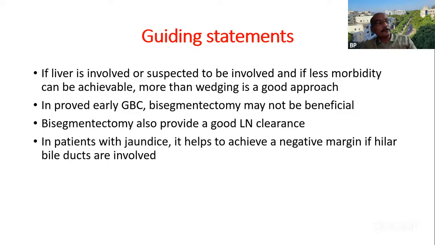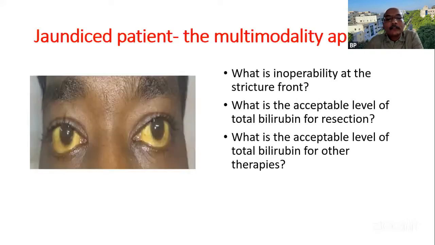So once the segment 4B5 is not there in the field, you can have a better negative margin, especially on the right side. So on the bile duct front, these patients, when they involve the bile duct, they present with jaundice, and as such, presence of jaundice is not an inoperability.